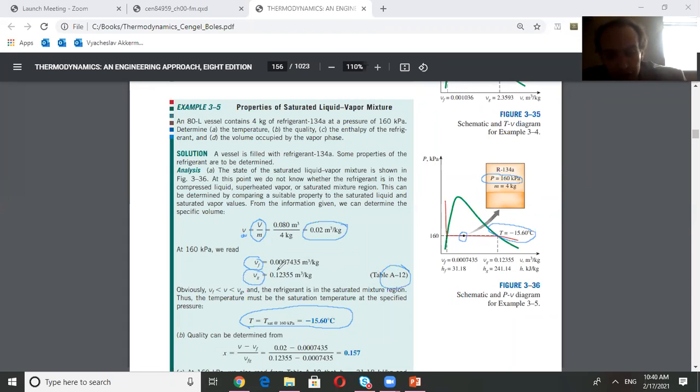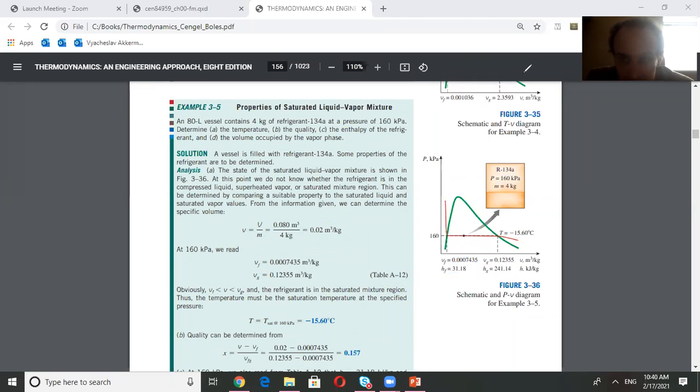You may check, so where do you get this VF and VG? Again, from the same table, it will be table A12. If you go to table A12, you will be able to calculate it. You will calculate this value for VF and VG, let's say HF and AG, correct? How will you calculate? You will get it from the table.